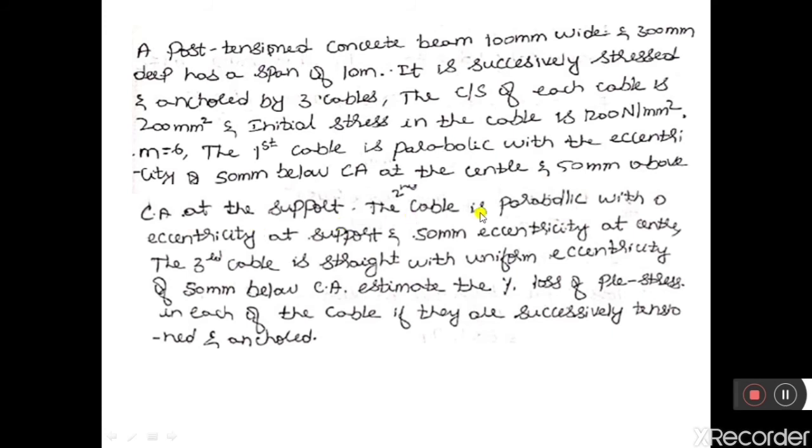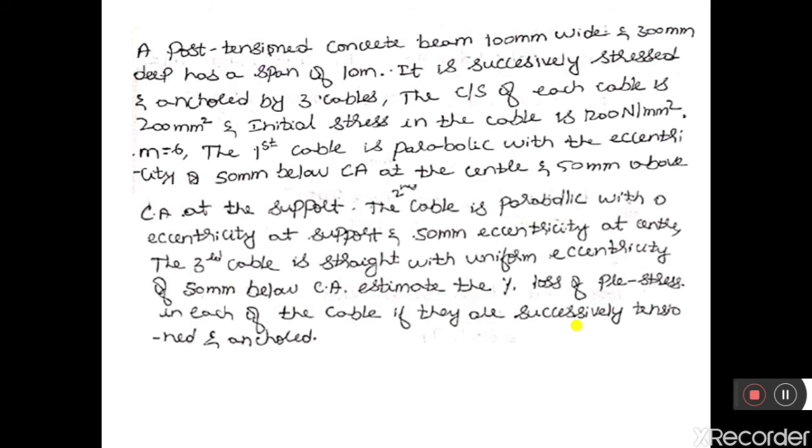The second cable is parabolic with 0 eccentricity at the support and 50 mm eccentricity at the center. The third cable is straight with uniform eccentricity of 50 mm below the centroidal axis. So, estimate the percentage loss of prestress in each of the cables if they are successively tensioned and anchored.